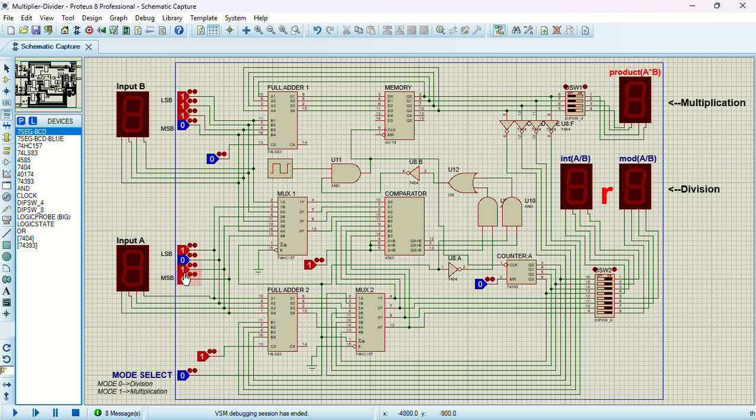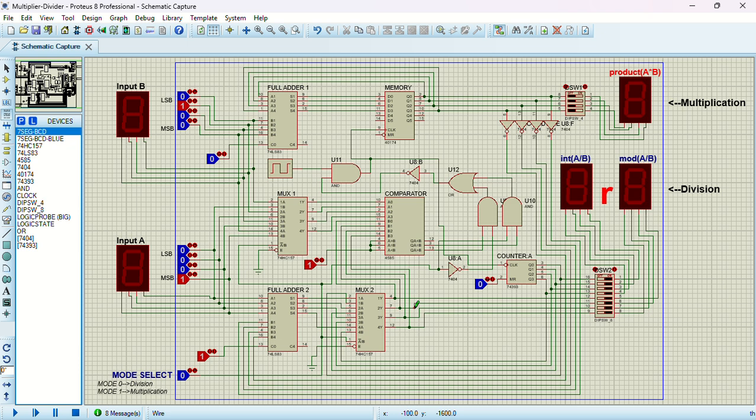Let me try maybe another example that is a little bit interesting. 9 divided by 3. We know that's going to give a 3 remainder 0. And let's try 9 divided by 2. It's going to give us 4 remainder 1. 8 divided by 2, 4 remainder 0. What else? Yeah, so essentially, I think you guys get the idea. So it works perfectly. So yeah, that's the multiplier and divider circuit.